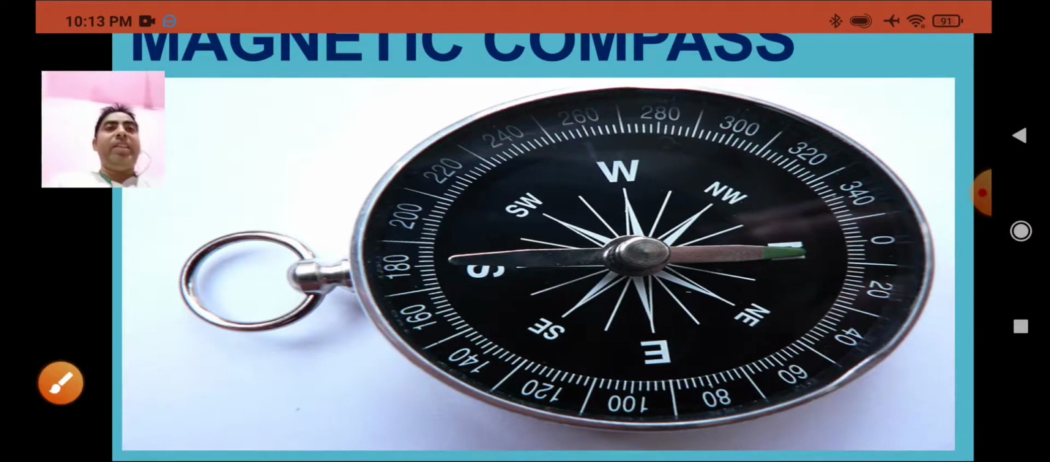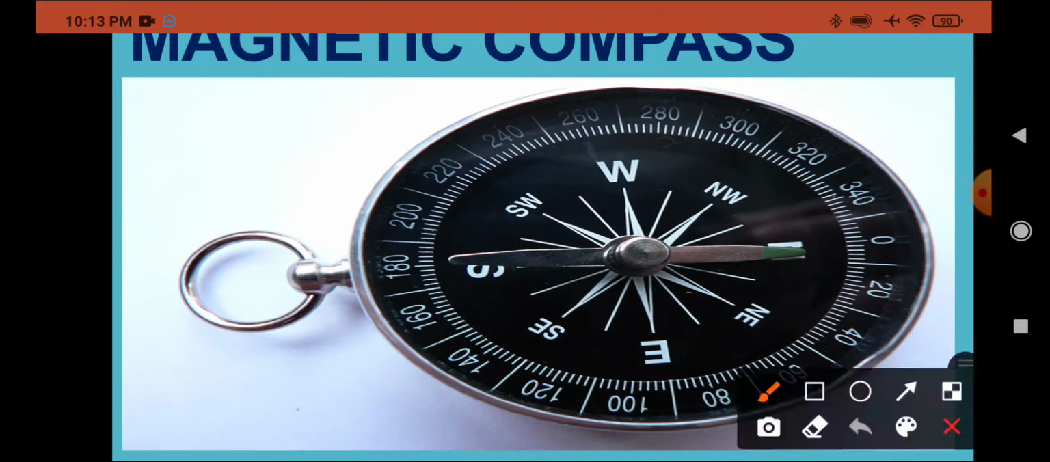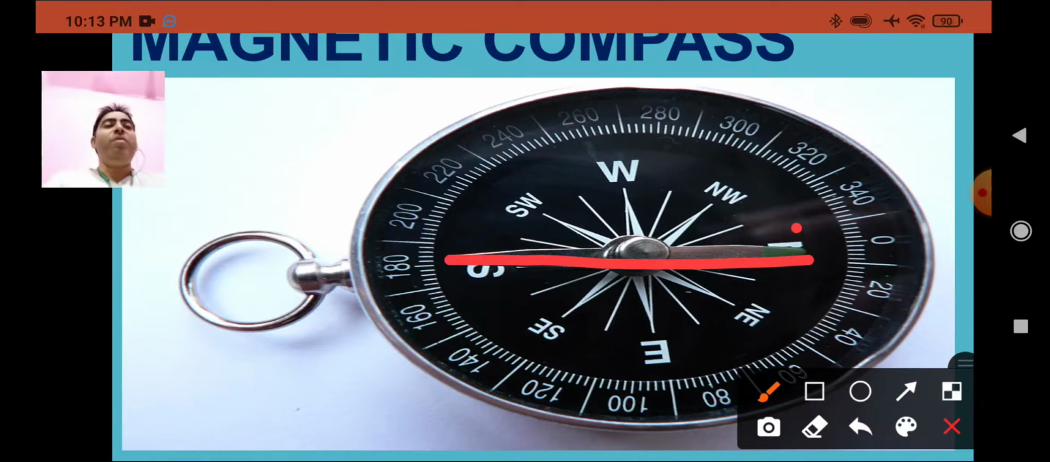This magnetic compass is of great use to travelers and navigators, as it tells them the directions in which they are traveling. The magnetic compass works on the directive property of a magnet. What is the directive property of a magnet? It means that a freely suspended magnet always rests pointing in the north south direction, and this property of a magnet is called the directive property. Always when you suspend any magnet, it will show north and south directions.